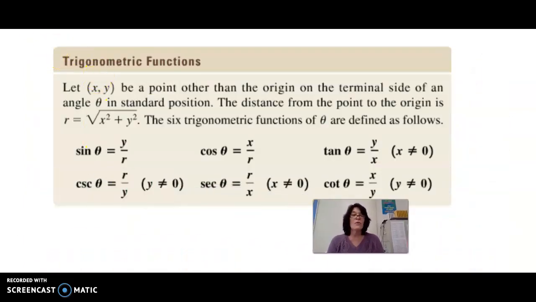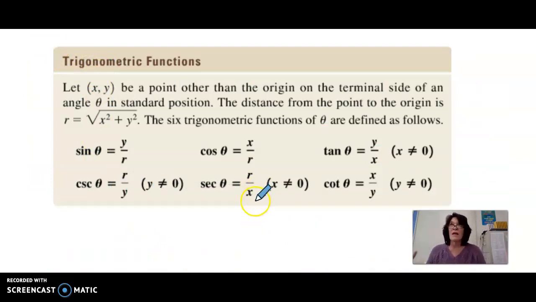These are the formal definitions, right out of your book. Now that you guys are going to be in class, you'll be getting your book. You can see these right in your book. This is the mathy way, okay? We just kind of proved it together, so it made sense. Let xy be a point other than the origin on the terminal side of an angle theta.